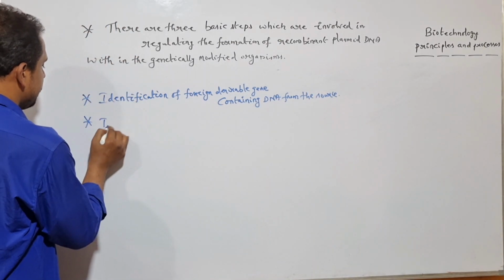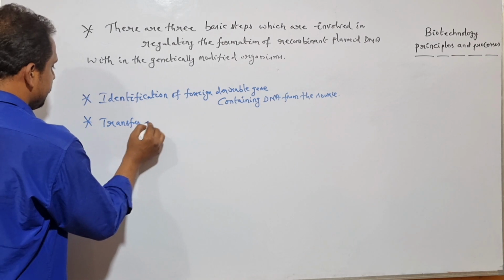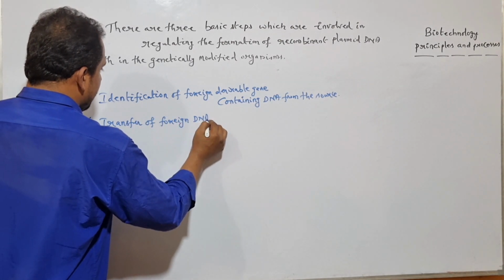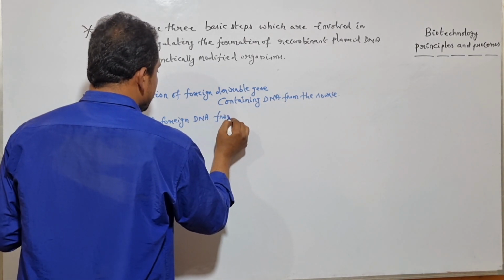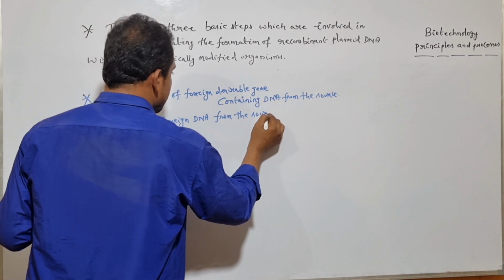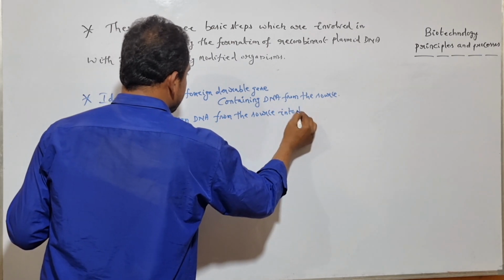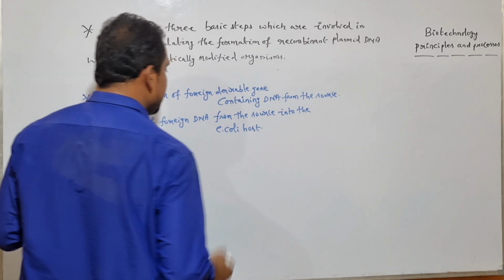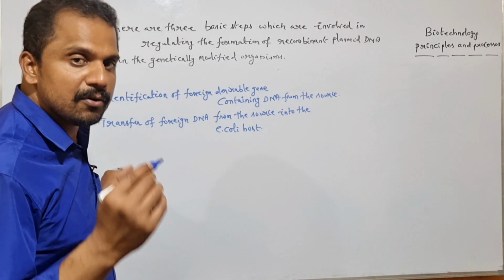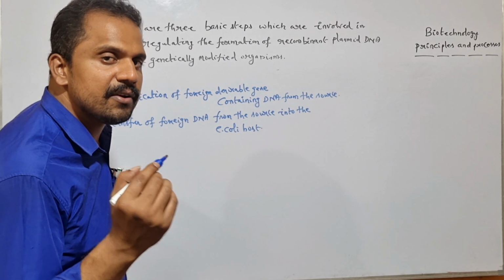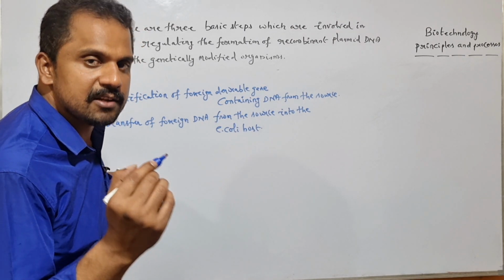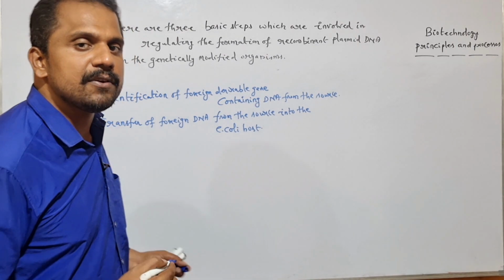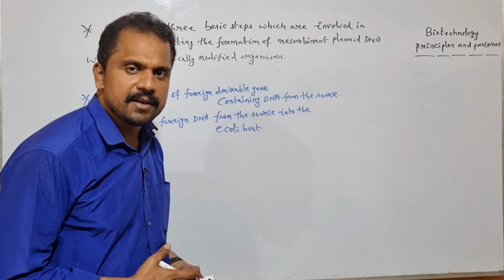Transfer of foreign DNA from the source into the E. coli host. So here, likewise the E. coli, the other host which is responsible for regulating the gene cloning or gene transfer is nothing but what? Salmonella. Is it clear? Salmonella is also most commonly used as a specific host cell for regulating the gene cloning or gene transfer.